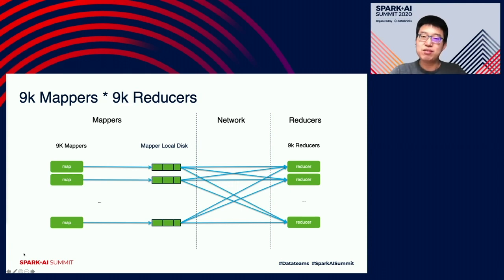Then it's the shuffle phase. The goal of shuffle is to move the same ID to the same reducer, so each reducer can compute the max value of each ID. In order to do so, each reducer will talk to all the 9K mappers and ask for the IDs this reducer is responsible for. So in total, all 9K reducers talk to all 9K mappers. There will be 81 million connections.